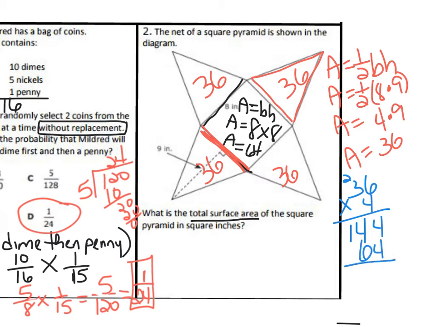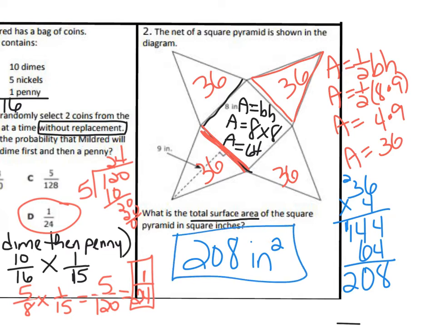So 4 plus 4 is 8. 4 plus 6 is 10. Carry the 1. 1 plus 1 is 2. So that means the surface area is 208 square inches. And that's how we find surface area. Now, if they would have asked us for lateral surface area, what do we not include?